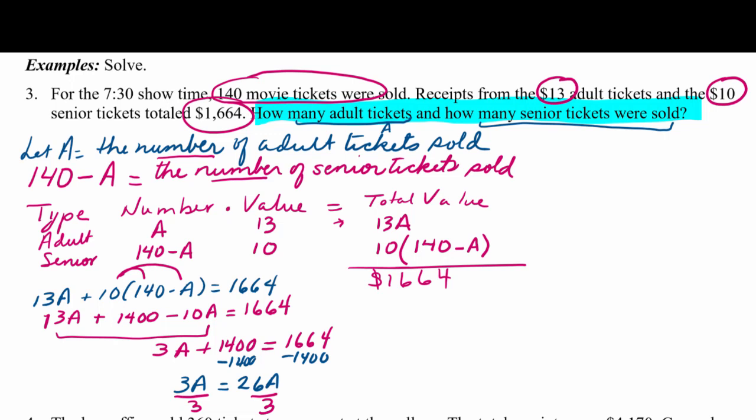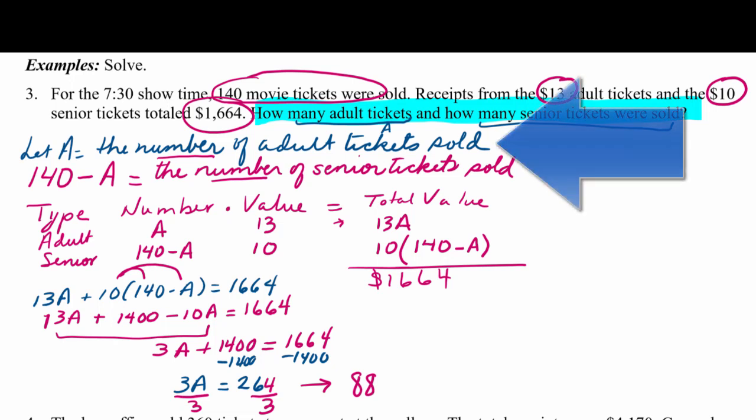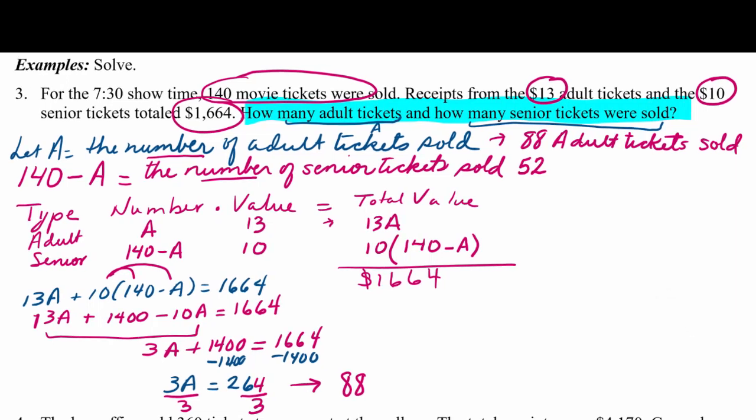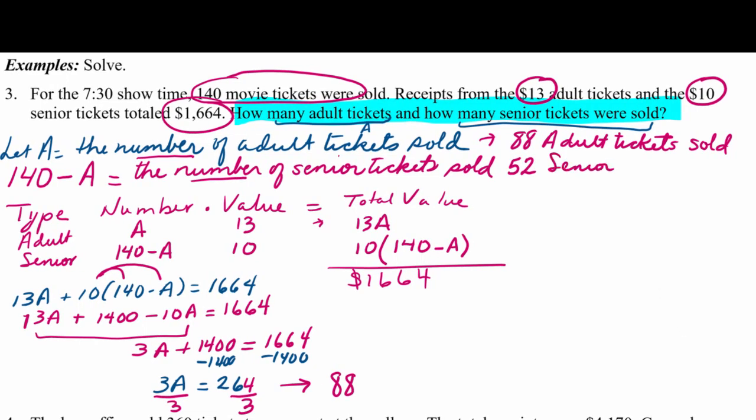I ran out of room here, so I'm going to put it right here. And there shouldn't be an A there. This should be a 4. Okay, there we go. 88. So what did we just find? 88 what? Well, if you recall, A was the number of adult tickets sold. So we found that there were 88 adult tickets sold. We'll be checking this in a minute. 88 adult tickets sold, and then subtract 88 from 140, and 52 senior tickets sold.